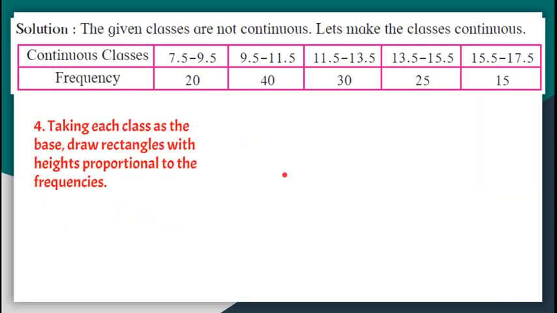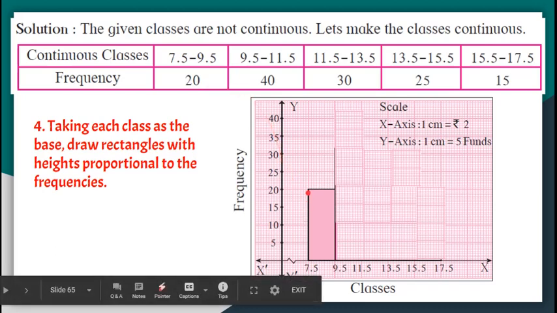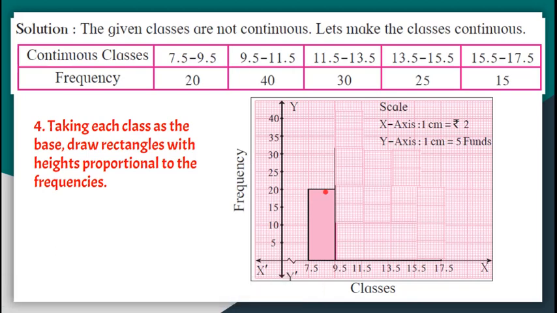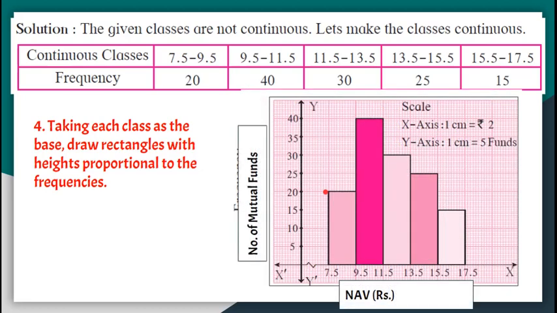Then what do I do? From here I start drawing रेक्टेंगल्स. जैसे कि 7.5 से 9.5 के कितने शेयर्स हैं? 20. So I will take this box and stretch it up to 20. You can pause the video and do the same for all the other classes which have been mentioned. Once I do that, this is the final graph that I am going to get.